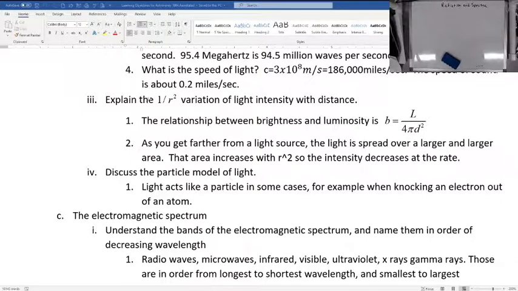So light varies in intensity with the square of the distance, inversely. If it's twice as far away, the light gets 4 times dimmer. If it's 3 times as far away, the light gets 9 times dimmer. This is really called the brightness-luminosity relationship. In this equation, B is the brightness, L is the luminosity, and D is the distance. You know what 4 and pi are, right?